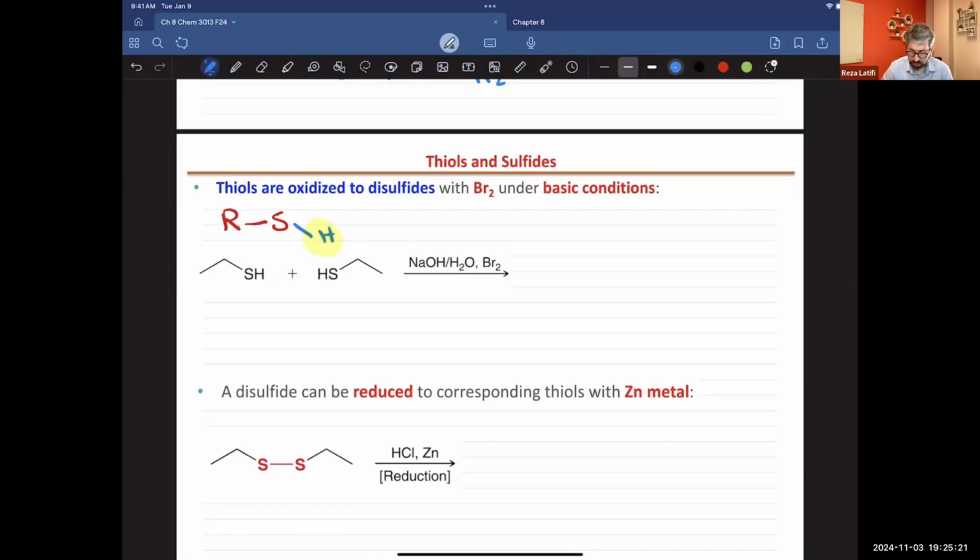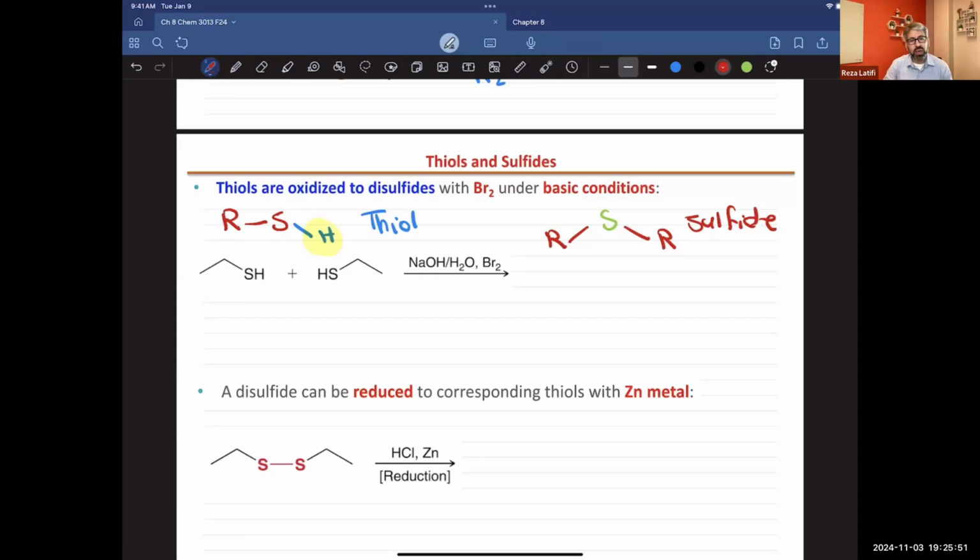Now, when it comes to sulfide, there will be a sulfur, but that sulfur will be attached to 2 carbons, 2 R or 2 alkyl groups. There is no H directly attached to sulfur, and this one we call a sulfide. For example, dimethyl or diethyl sulfide.